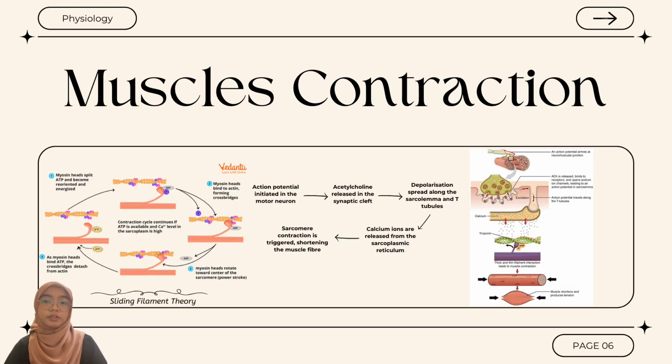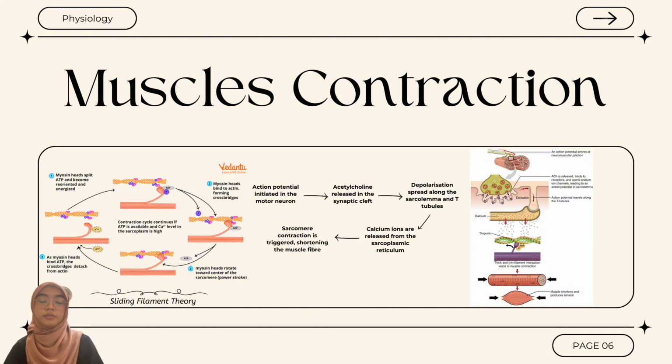The next one is the physiology part, which is the muscle contraction. The muscle contraction begins when an action potential is initiated in the motor neuron. Acetylcholine is released into the synaptic cleft. This will lead to the depolarization to spread along the sarcolemma and T-tubules. Calcium ions are released from the sarcoplasmic reticulum. Hence, sarcomere contraction is triggered, shortening the muscle fiber. The sliding filament theory takes part afterward, as calcium ions bind to troponin and cause tropomyosin to move, exposing binding sites for the myosin heads.